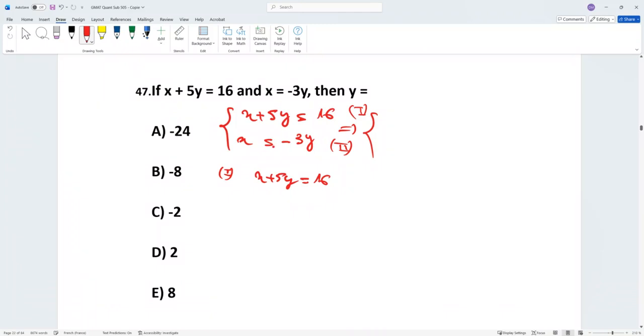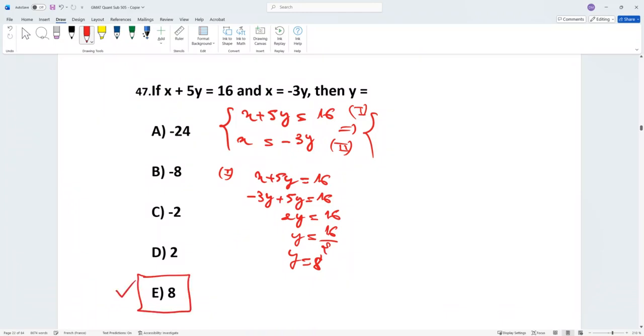So we have the value of x in terms of y, it's minus 3y. So here it's going to be minus 3y plus 5y is equal to 16. And then 2y is equal to 16. Y is equal to 16 over 2. Y is equal to 8. Okay, answer E is definitely our answer. So that's what you can do to find the answer to that question. Okay, let's go to question number 48.